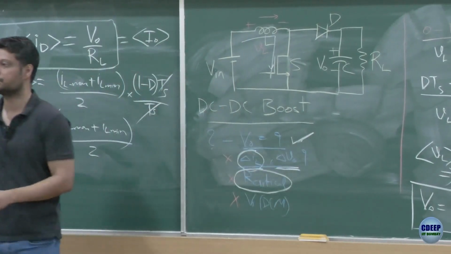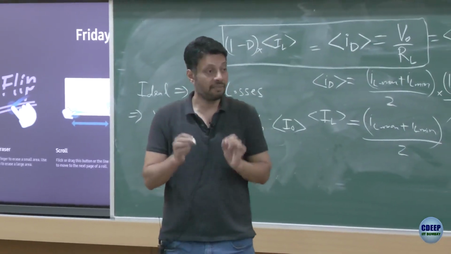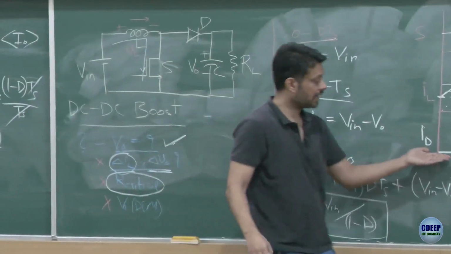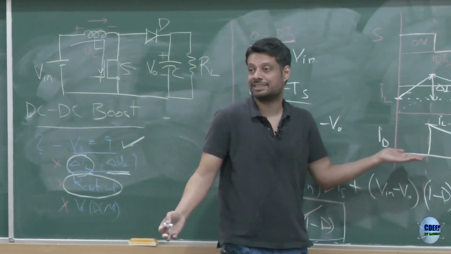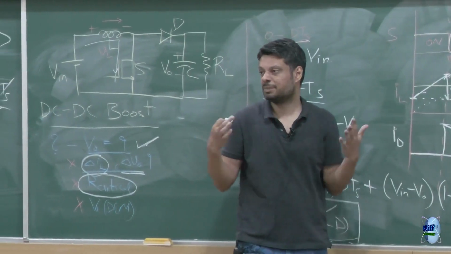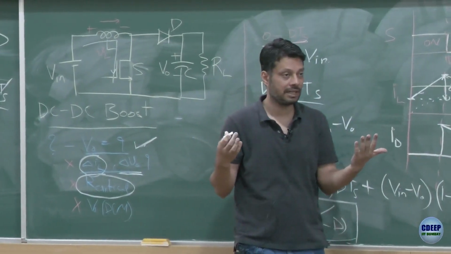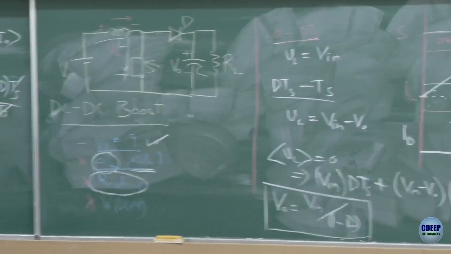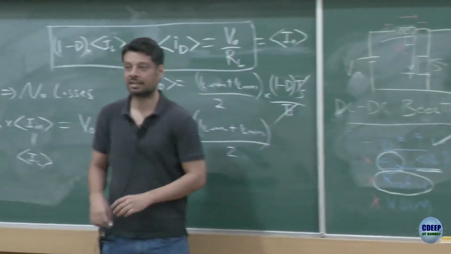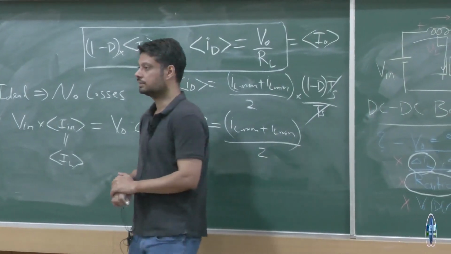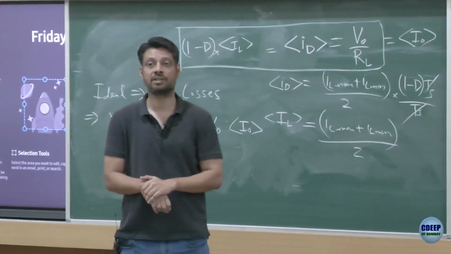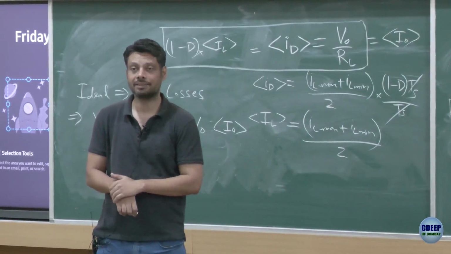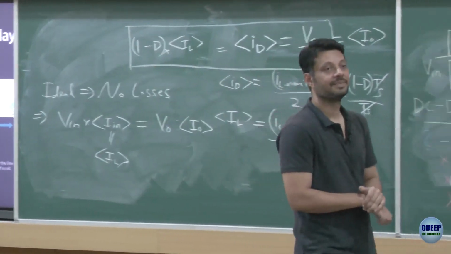Remember, CCM and DCM are always defined with respect to the inductor current. For example, the diode current remains 0 for quite some time, whatever you do. But that doesn't mean this converter is always in DCM, right? So CCM and DCM we always define in context of the inductor current. And you can find out the expression for critical resistance, right? Any question? Any doubt? Okay.